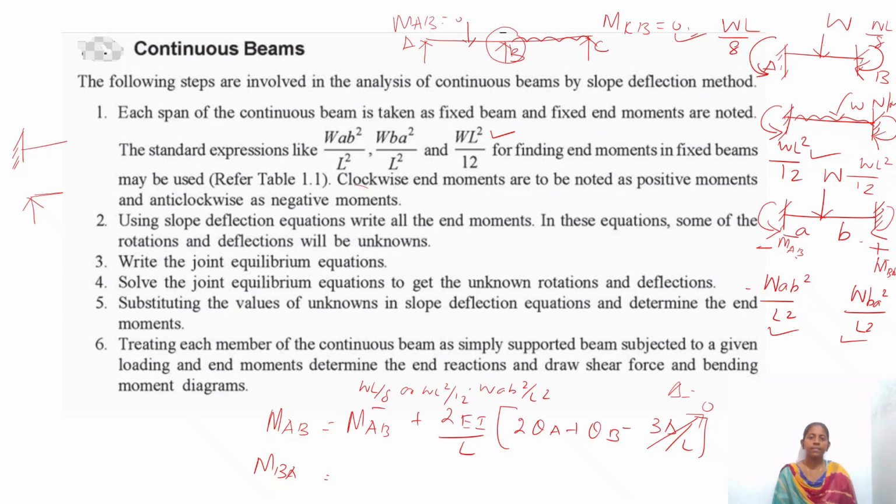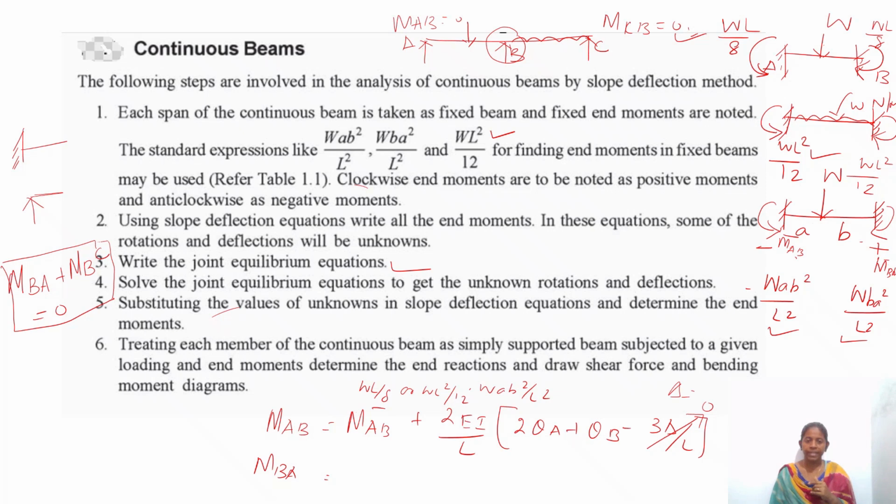How can we write the moment equilibrium equation? Sum of moment of the span MBA plus sum of moment of the span MBC equal to 0. So this is the equilibrium condition, or moment equilibrium condition, which is used to solve this problem. So the next step is to write the joint equilibrium equation. Solve the joint equilibrium equation to get the unknown reactions.